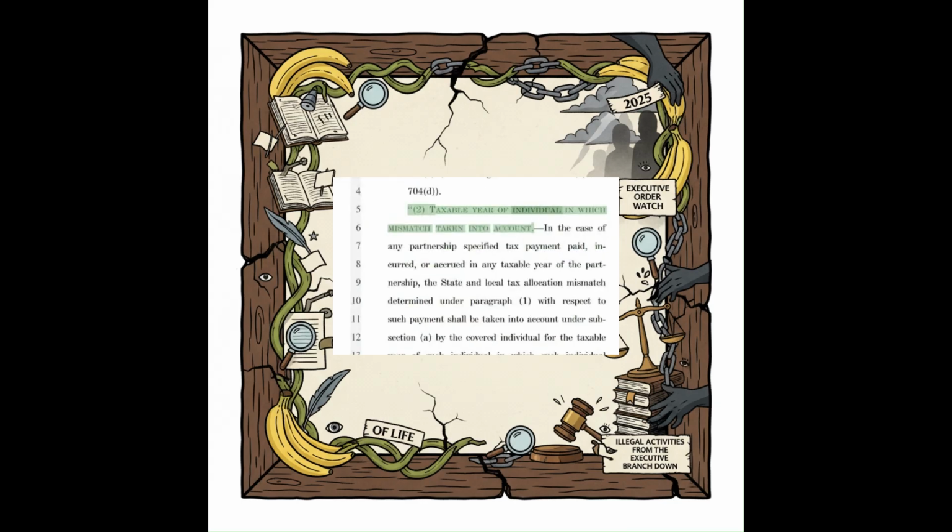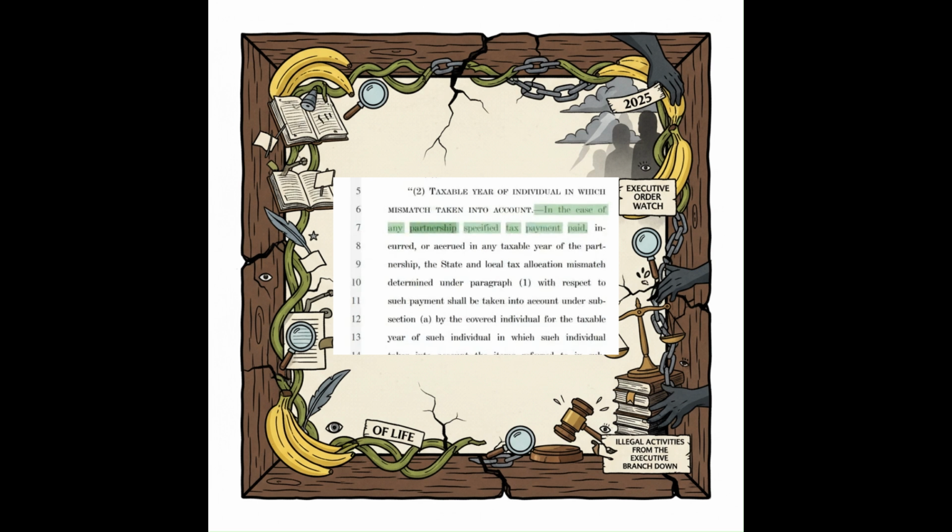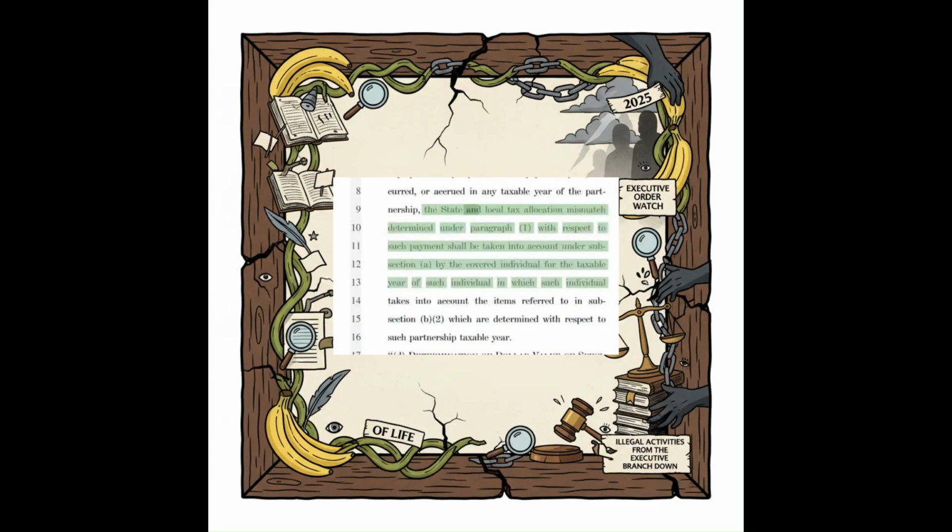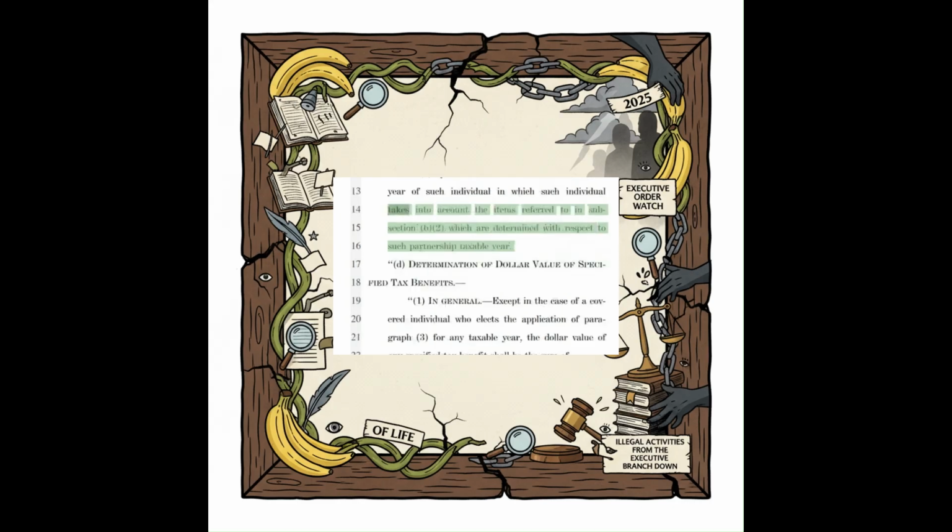Taxable year of individual in which mismatch is taken into account. In the case of any partnership specified tax payment paid, incurred, or accrued in any taxable year of the partnership, the state and local tax allocation mismatch determined under paragraph with respect to such payment shall be taken into account under subsection by the covered individual for the taxable year of such individual in which such individual takes into account the items referred to in subsection which are determined with respect to such partnership taxable year.